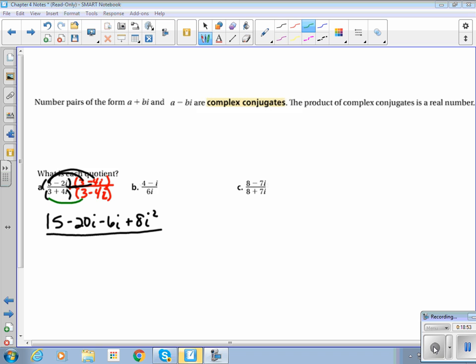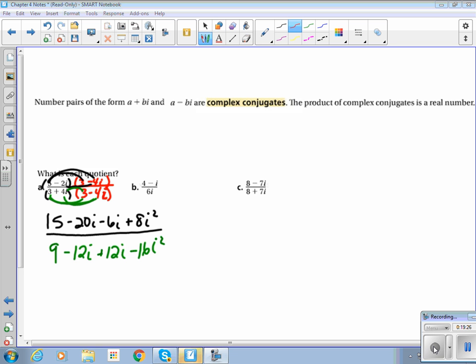The bottom FOILs out. 3 times 3 is 9. 3 times negative 4i is negative 12i. 4i times 3 is positive 12i. And 4i times negative 4i is negative 16i squared. Okay, so all I did was find the conjugate and multiply the top and the bottom by it. So next step is going to be to simplify.